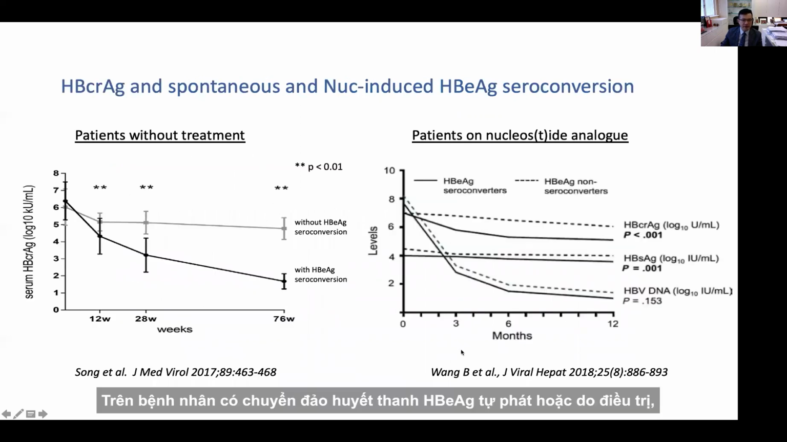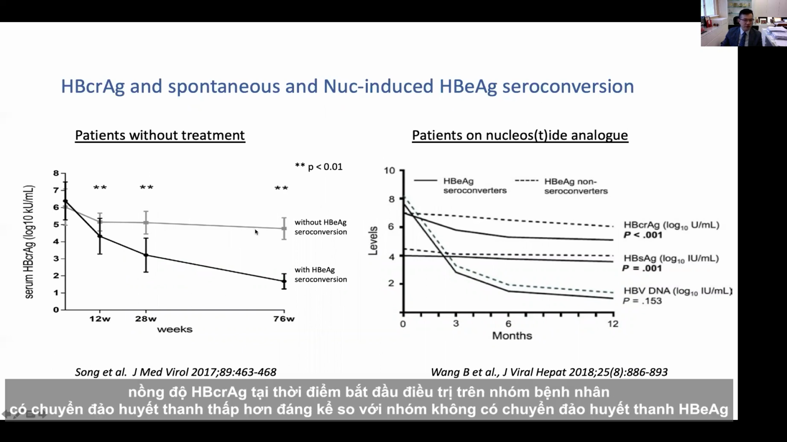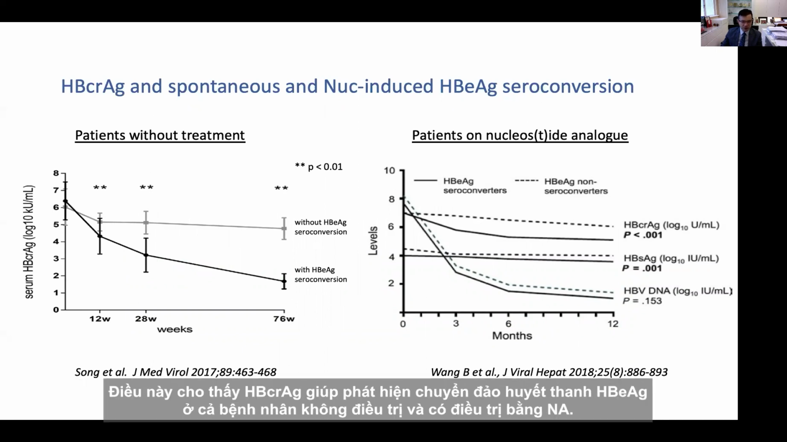These two studies found that in both spontaneous and treatment-induced E seroconversion, core-related antigen levels at early time points were significantly lower in patients who subsequently underwent E seroconversion compared to those without. It suggests that core-related antigen is predictive of E seroconversion in both patients without treatment and patients on nucleoside analog therapy.